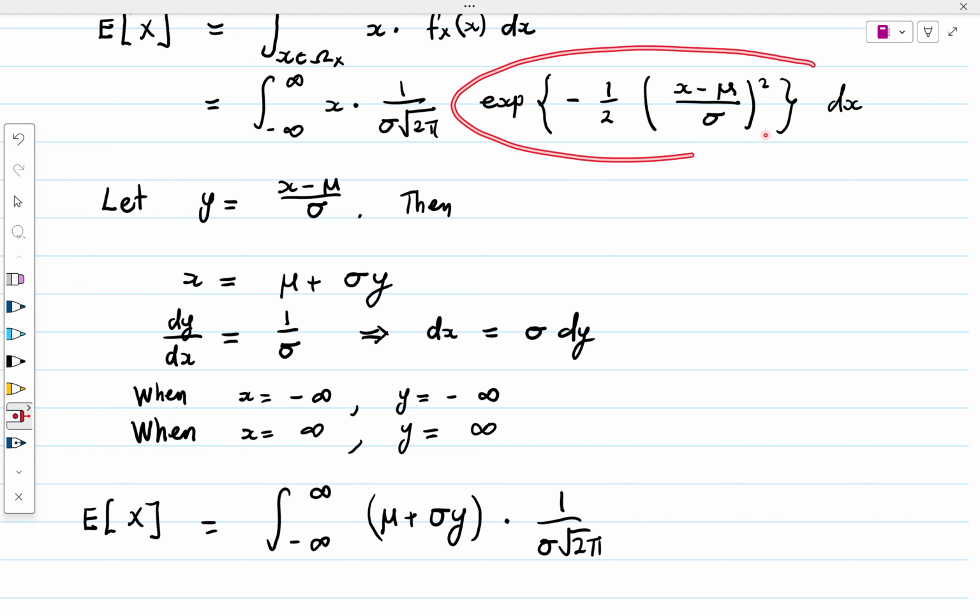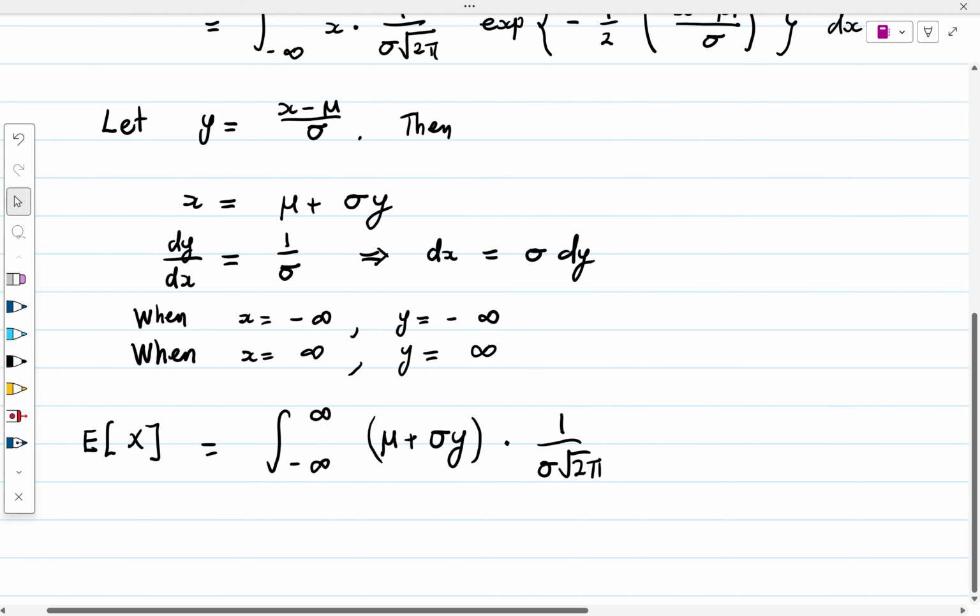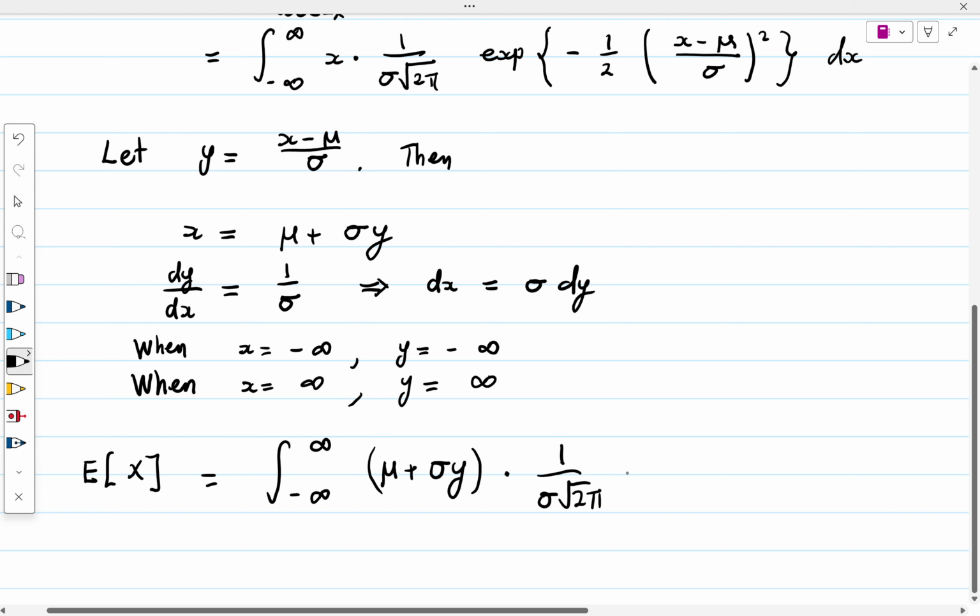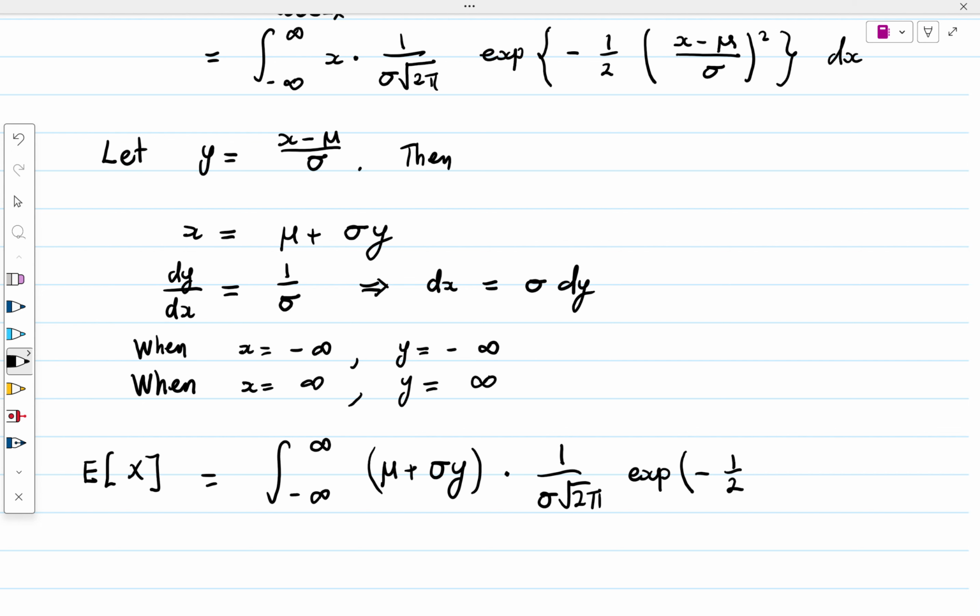And then, of course, this expression here will simply collapse to, we just need to replace this component here with our y. So that becomes exp of negative a half y squared. And finally, our dx expression here, we came up with an expression, is simply sigma dy. So we can write that now here. Sigma dy.